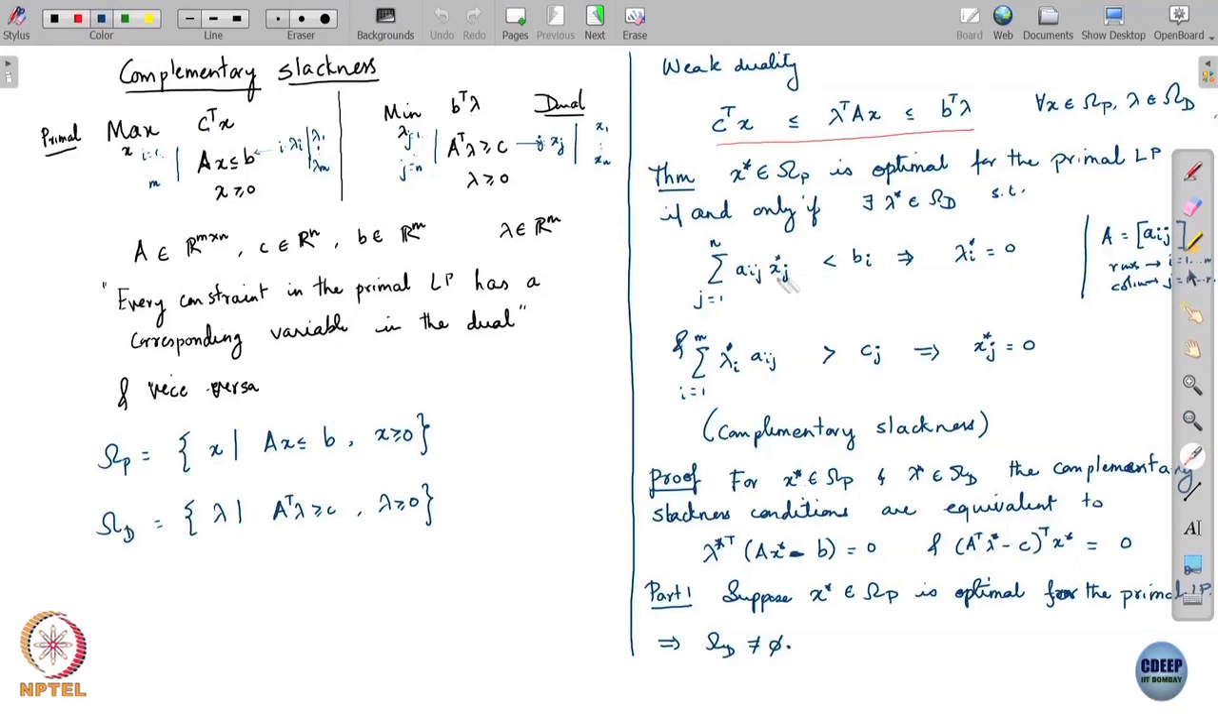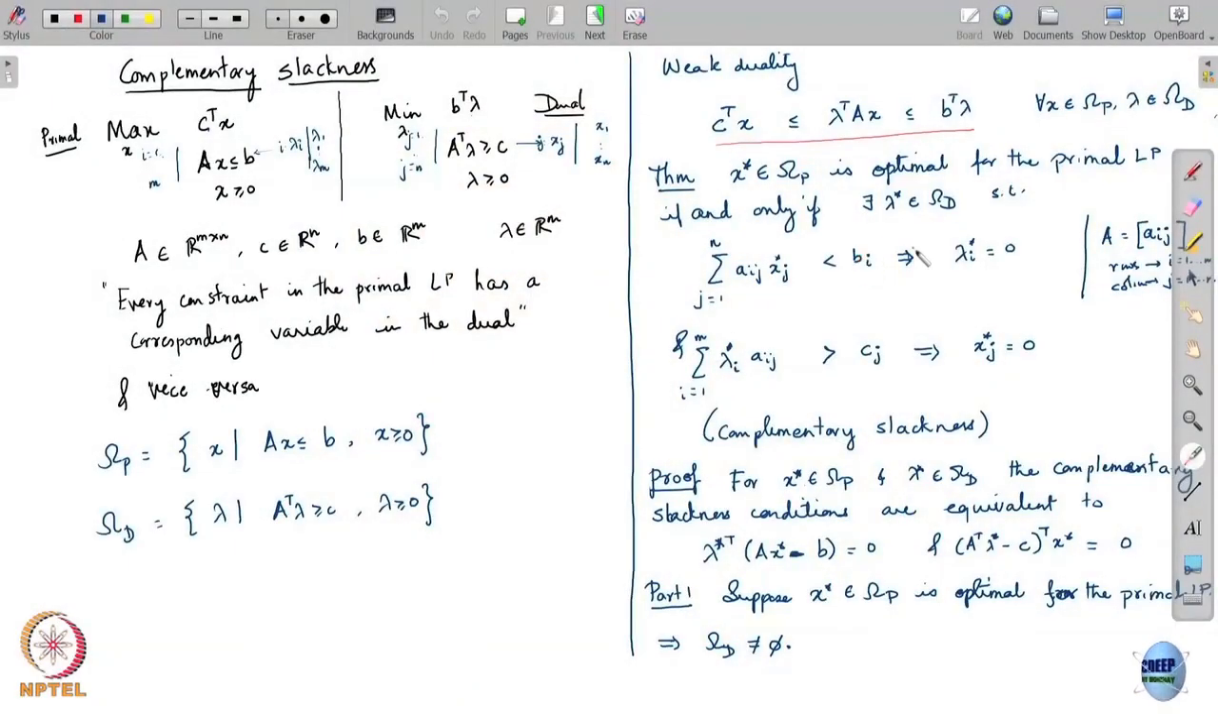Now if you look at the complementary slackness condition, what it effectively says is that I need to have Lagrange multipliers only for those constraints that hold with equality. Although the constraint is stated as an inequality, if it holds with equality, then there is an applicable Lagrange multiplier for that constraint. If it does not hold with equality, which means the inequality is strict, then the Lagrange multiplier for it is effectively 0. That is what these conditions are saying.